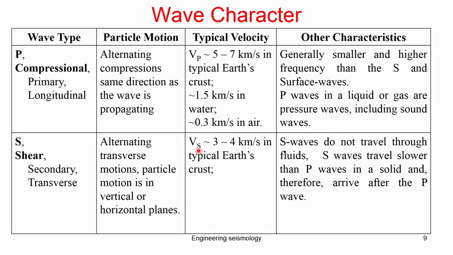So, actually alternating the compression in the same direction as the wave propagating. The particles basically compress and dilate, and Vp travels with a speed of 5 to 7 km per second in a solid medium, 1.5 km per second in water and 0.3 km per second in air. This is the typical velocity you can expect. It may vary, 5.5 or 6.5, depending upon the location.